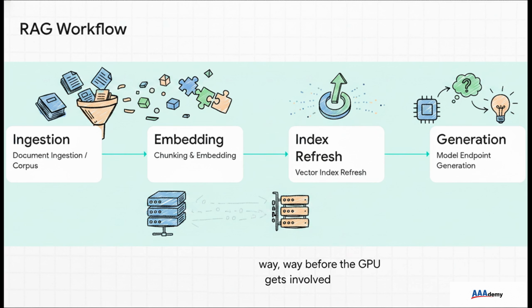Look at the life cycle of a single prompt. A user's question doesn't just bypass everything and go straight to a model. First up, we've got document ingestion into a corpus. Then, step 2, chunking and embedding, which figures out what material is actually available. Step 3 is the vector index refresh. And then finally, at step 4, the serving runtime combines the prompt with that context for model endpoint generation. So as you can see, answer quality starts way before the GPU even gets involved.